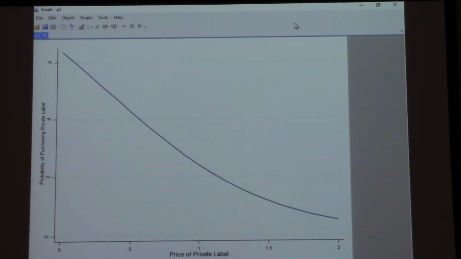So what we're saying is that would cross at about 0.5. Some people are just not going to wear them. I don't care what the price is.